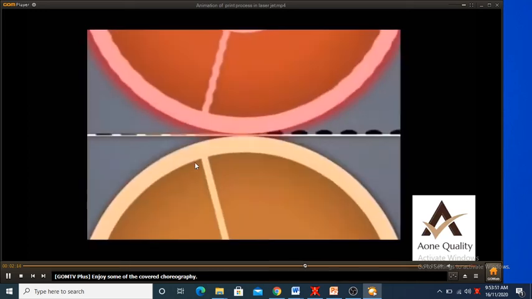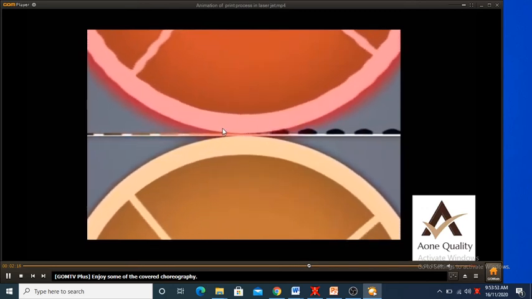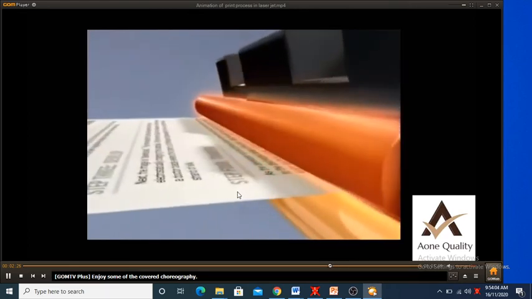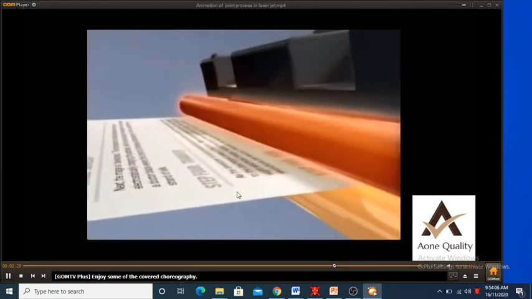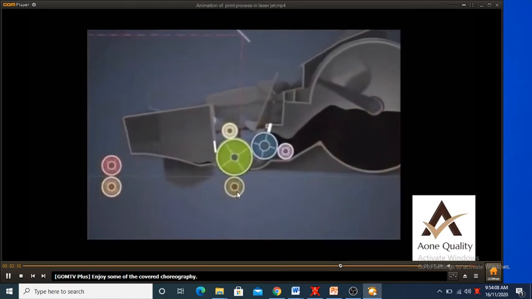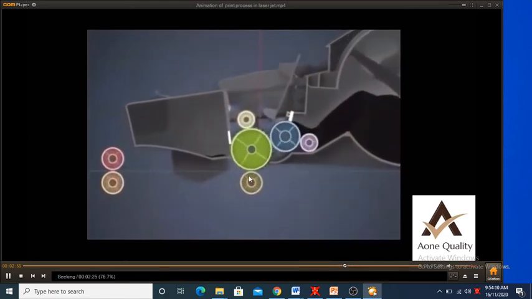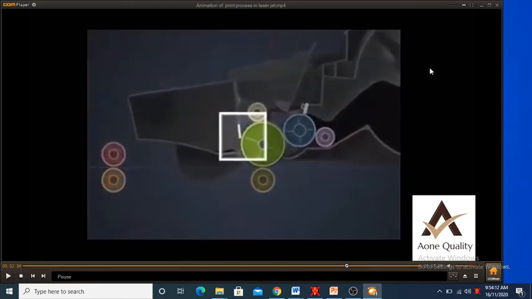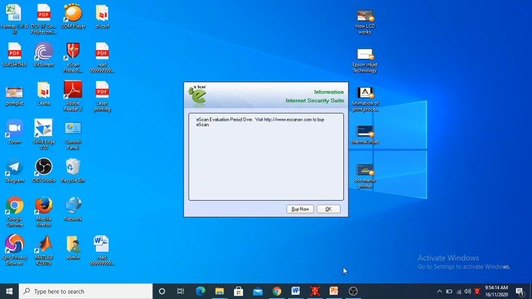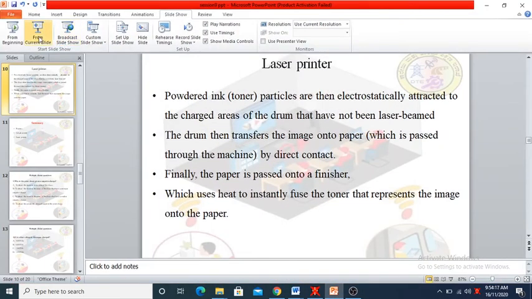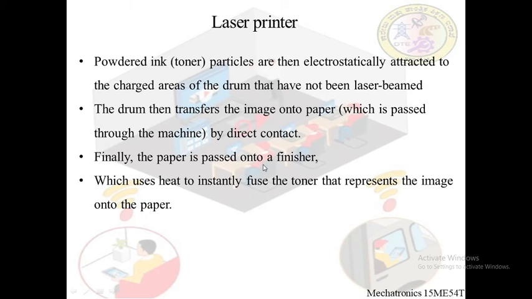So here we are able to see the fuse roller, which finishes the toner that is attached on the paper. It dries and finishes and creates a good quality image on the paper. So this is the fundamental concept working behind the laser printer.